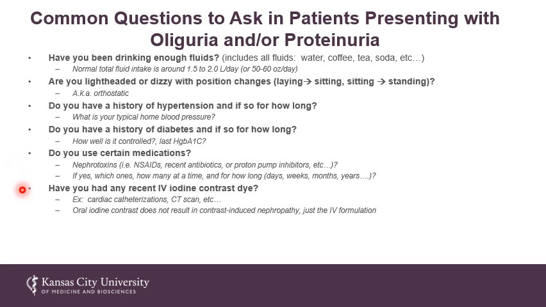You can ask them, have they had any recent IV iodinated contrast? Iodine-based contrast dye is potentially harmful to the kidney. It can cause contrast-induced nephropathy. So examples of when people would get this: cardiac catheterization. So they have a heart cath, or they get a CT scan for whatever reason, they can get IV dye. Oral contrast does not count, just the IV, and it's only for a CT scan if it's a CT-based dye.